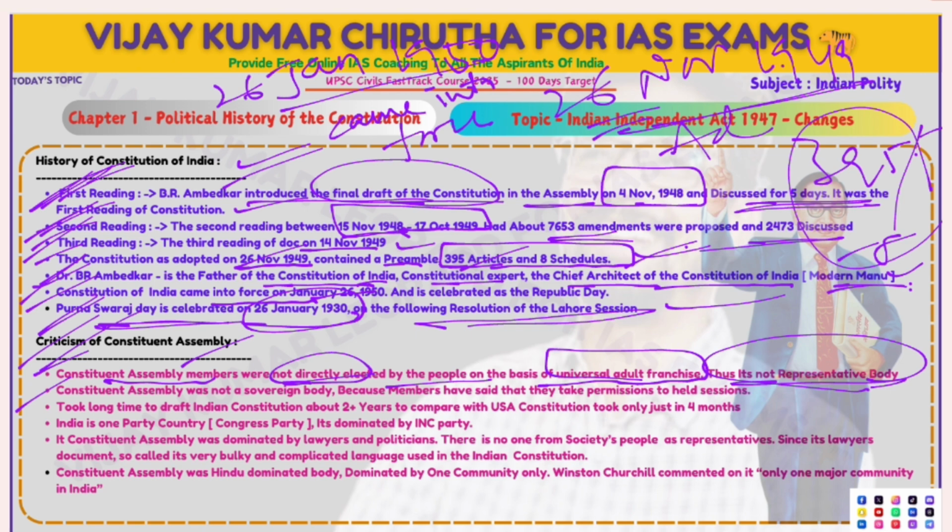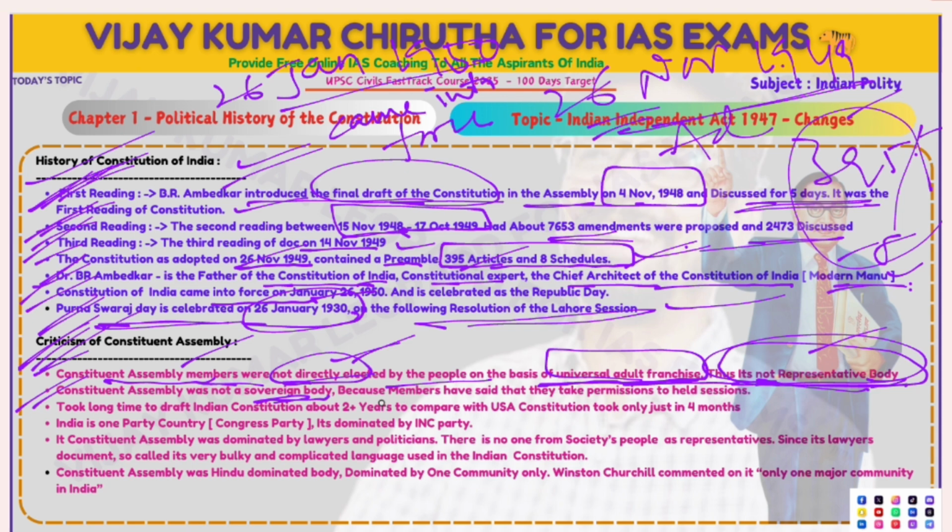Welcome back. We have discussed the history of the Indian Constitution. Now we see the criticism. Constituent Assembly members were not directly elected by the people on the basis of universal adult franchise. Thus, it is not a representative body. The next criticism: the Constituent Assembly was not a sovereign body.